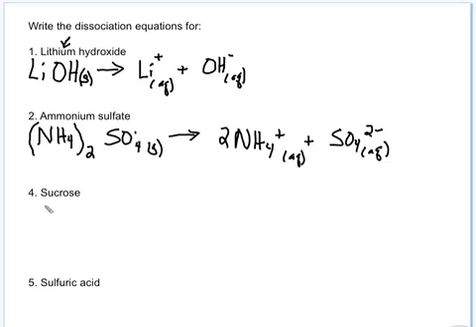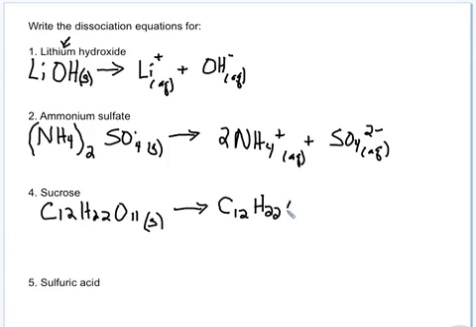Okay, let's do sucrose. So sucrose is C12H22O11. Now, when you put solid table sugar in water, this is not an ionic compound. This is a molecular compound. Molecular compounds don't dissociate into ions. It's not going to dissociate. It's just going to break down into smaller particles when you put it in water. So there will be no dissociation here.